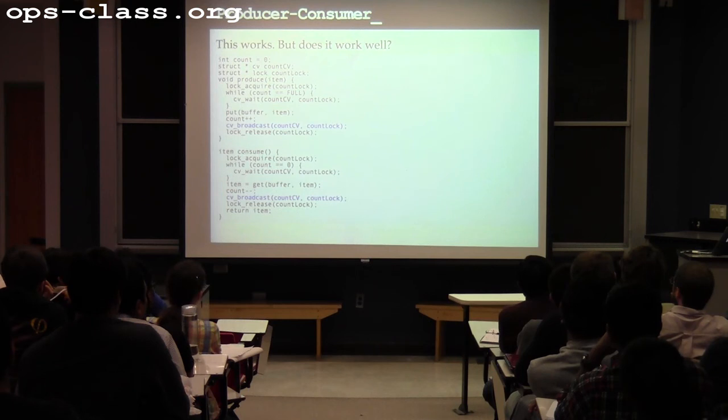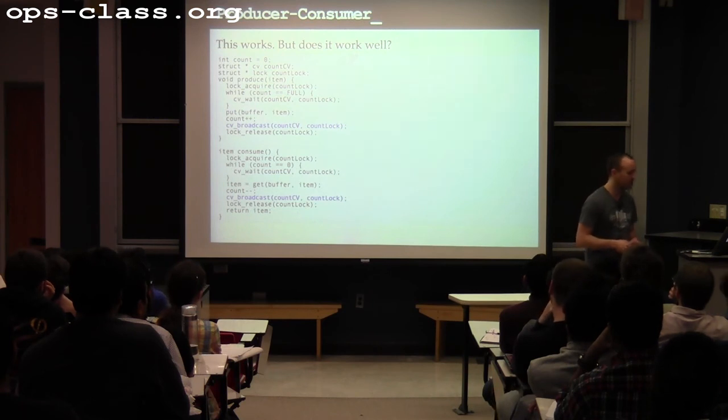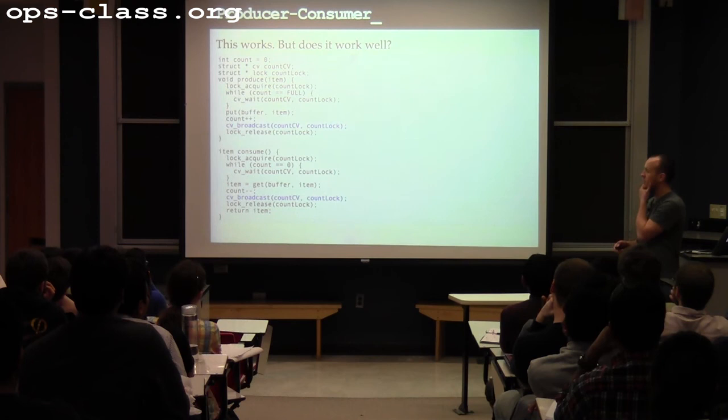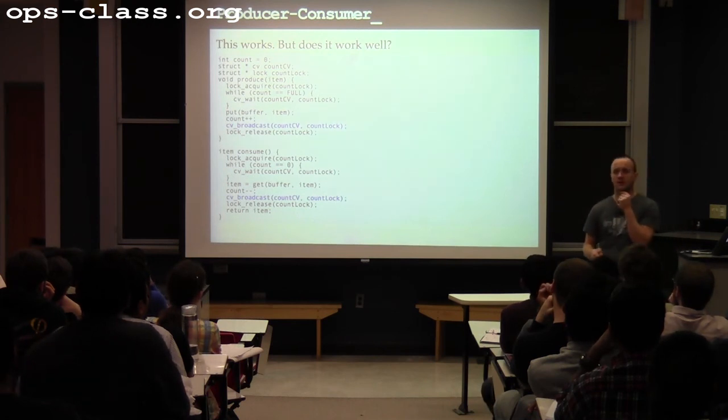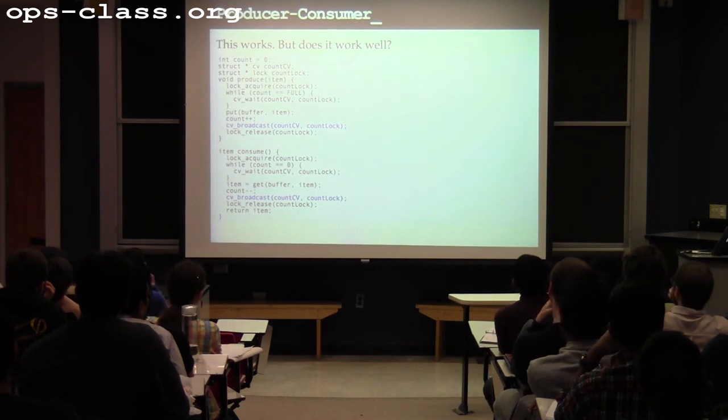But this code could be better, right? This code aspires to be better, right? So what could I do if I wanted to be a little bit more clever here, right? No, I need the lock. Don't call CV broadcast without it, yeah.